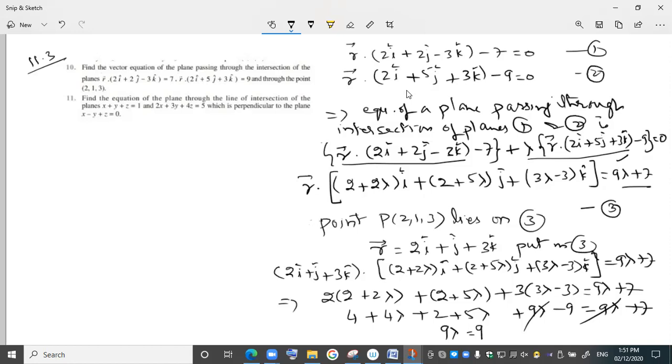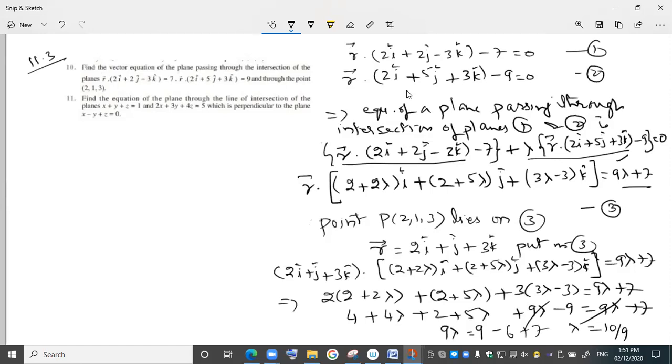Something wrong. We did 2 plus 5 lambda, 9 lambda minus 9, 4 plus 4 lambda. So 5, 4, 9 lambda, 4 plus 2 is 6. 7, I forgot this one. Sorry. So 9 minus 6 plus 7, that is equal to 10. So therefore lambda is equal to 10 by 9.